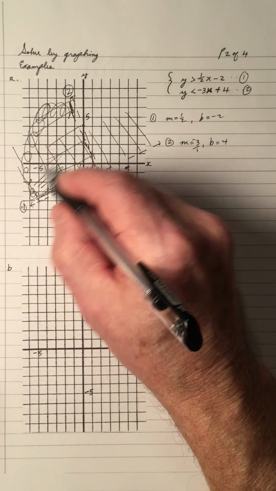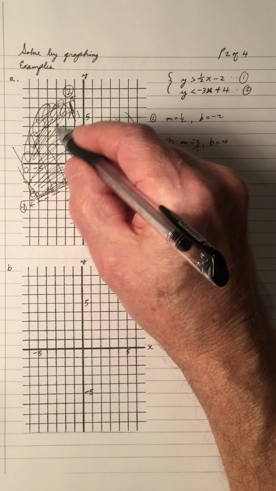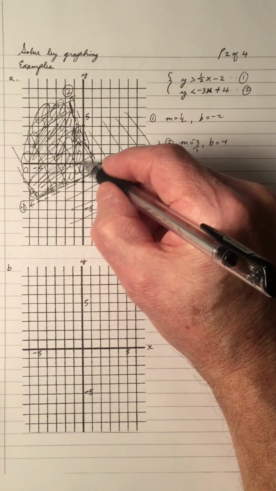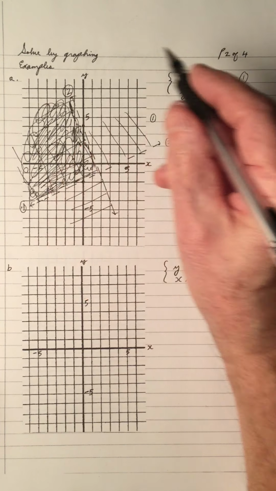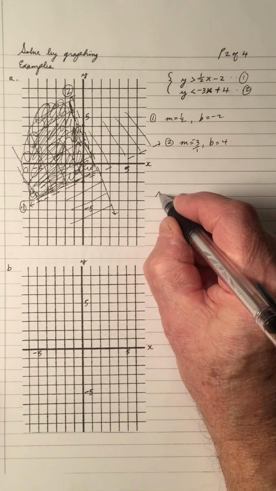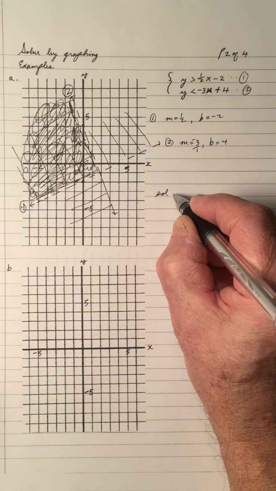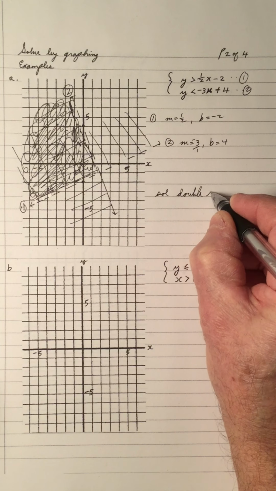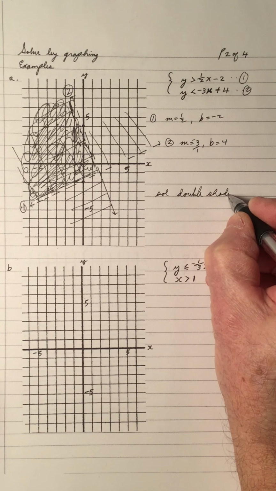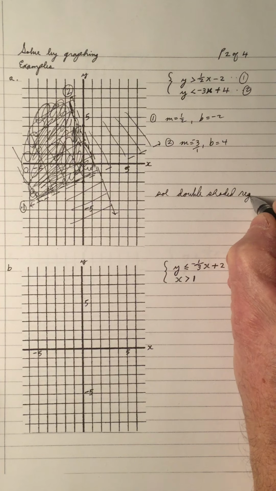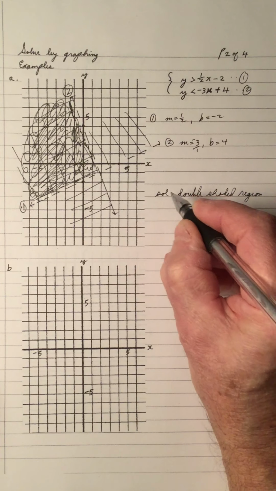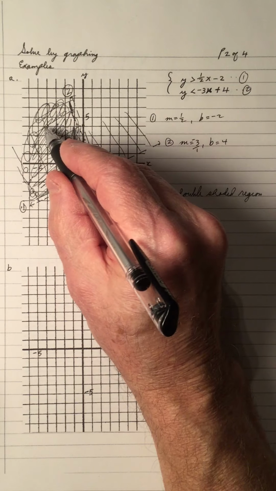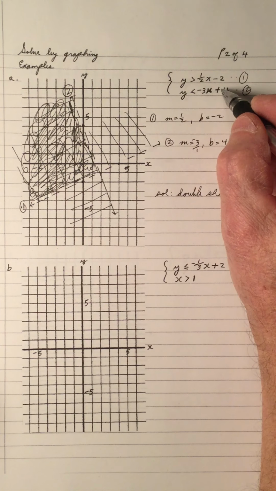You just got to be careful. If you ever have to do this, you need like a black marker or something. So you write down what's the solution if you're solving it. The solution is the double shaded region. The points in this region obey both inequalities.